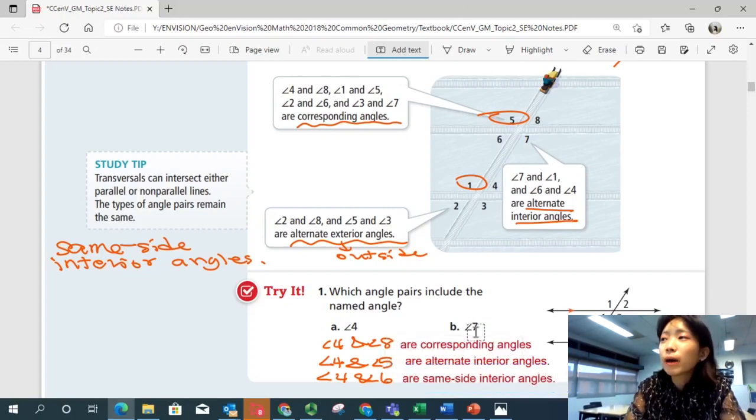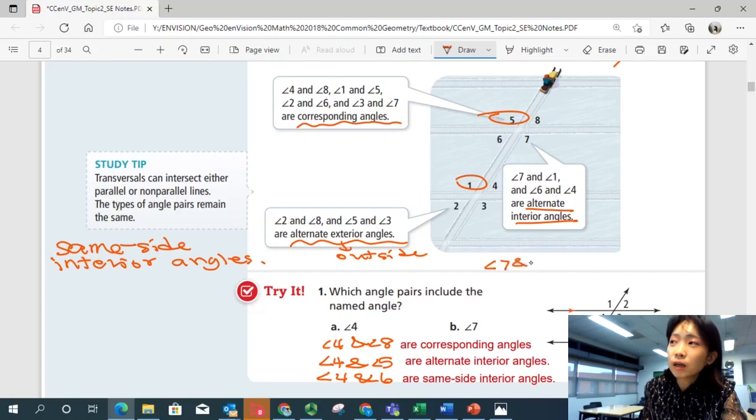Okay. What about angle 7? What is the corresponding angle for 7? 7 is here. So on the bottom right of your angle would be 3, right? So 7 and 3 are corresponding angles. And then 7 is on the exterior, right? So alternate exterior would be 7 and 1, angle 1, right? So 7 and 1 are alternate exterior angles.